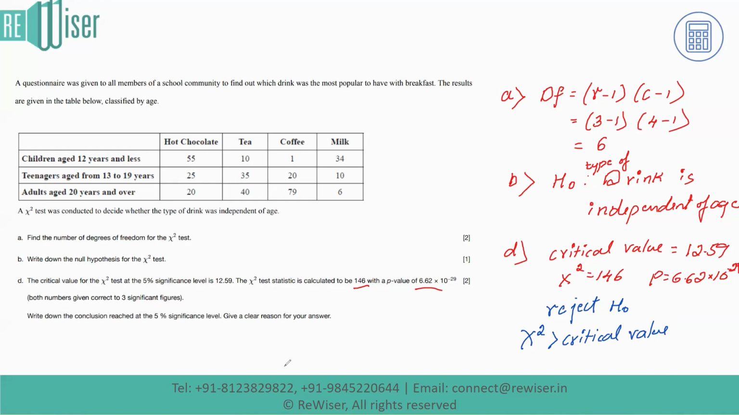The other way is that the p-value we have gotten, which is 6.62 times 10 to the power of minus 29, is lesser than the significance level, which is 5%. We can say any one of the reasons. That is why we would reject the null hypothesis, which means the type of drink is not independent of age. That's the right answer for this.